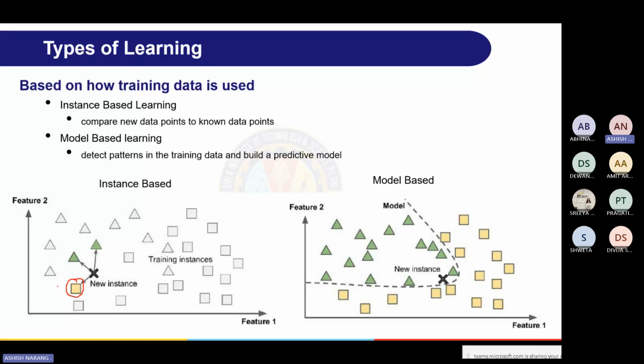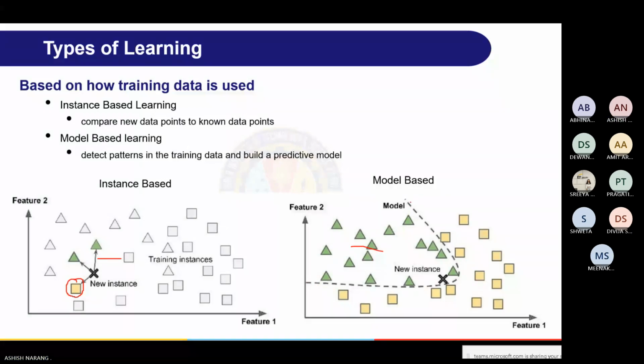On the right side, this is model-based learning, where I have drawn a boundary like this, which says these are the triangles, and below this boundary, there are squares. Whenever a new instance comes in, I have to see on which side of the boundary it falls, on the basis of which I will categorize it. And this is model-based learning.